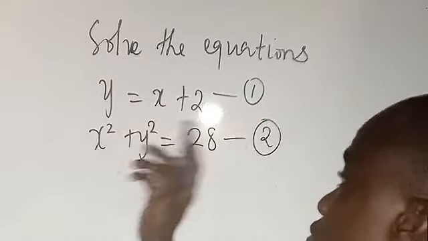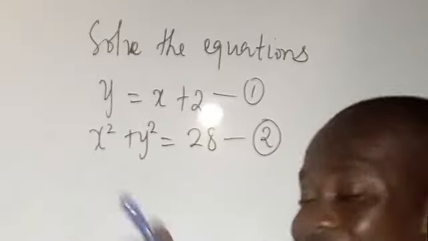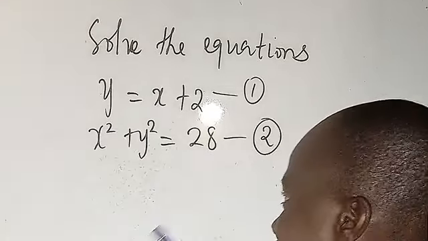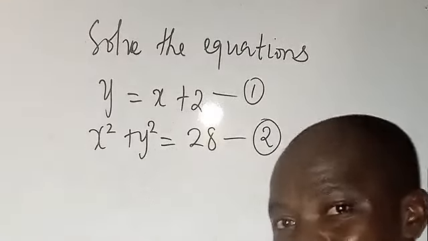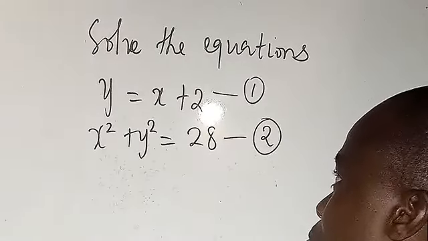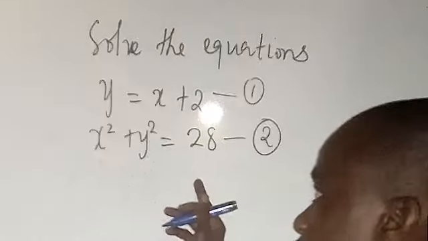We are asked to solve this system of equations: y equals x plus 2, this is equation 1, and x squared plus y squared equals 28, this is equation 2. Now, what are we going to do? We are going to start from here.